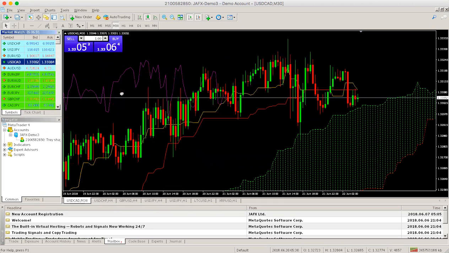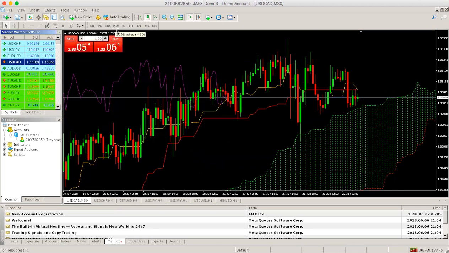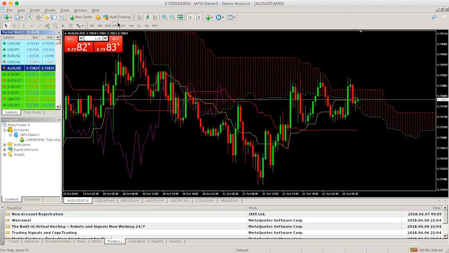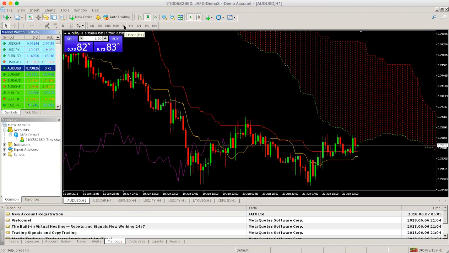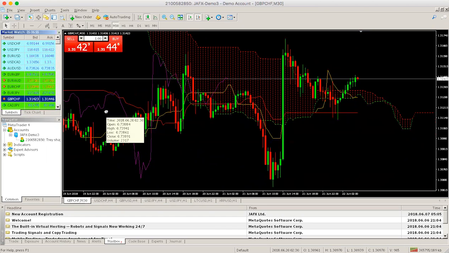Now, let's look at USD CAD. Let's look at the hour. I don't see anything on USD CAD at all. So we're gonna ignore that. Look at USD. Look at the hour. I don't see anything on USD. Look at GP shelf. Great Britain ain't in the news tomorrow, is it? Or shelf? No, it's not.